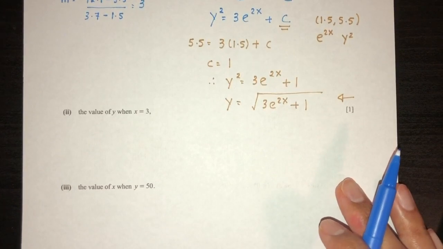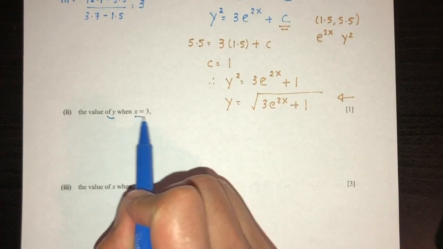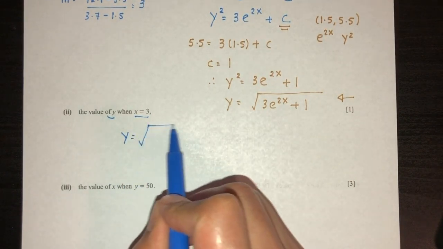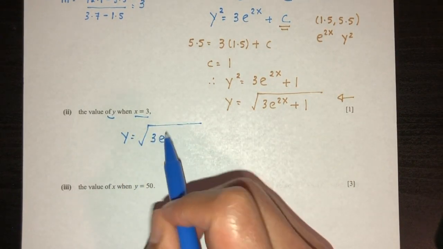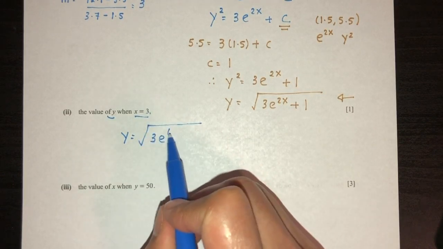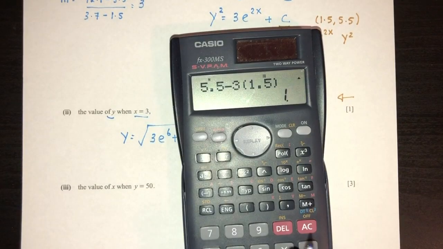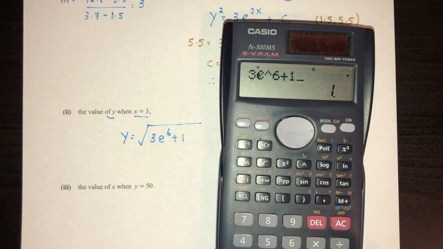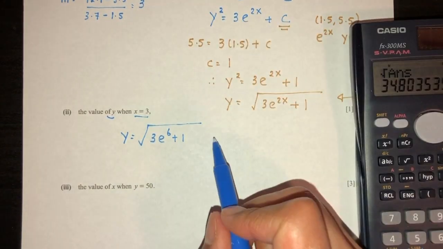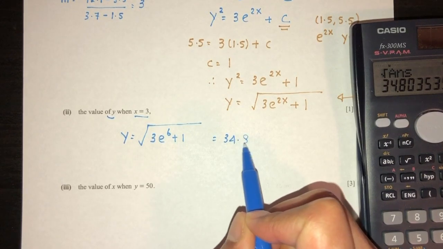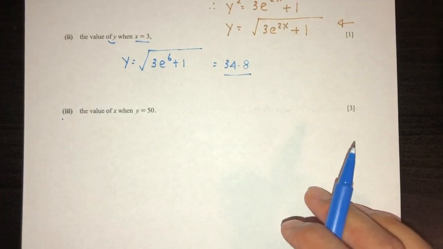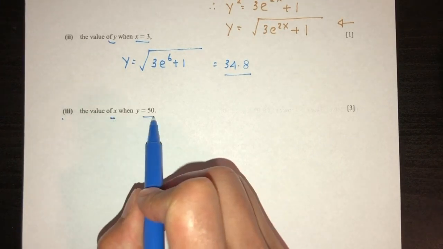Now for part 2, we have to find the value of y when x equals this value. So y will be the root of 3 exponential 2 times x, which is 6, plus 1. So root of 3 exponential 6 plus 1 will be 34.8, correct to 3 significant figures.